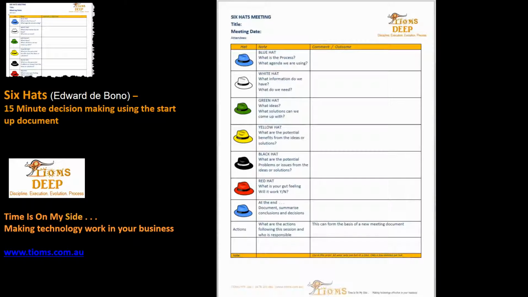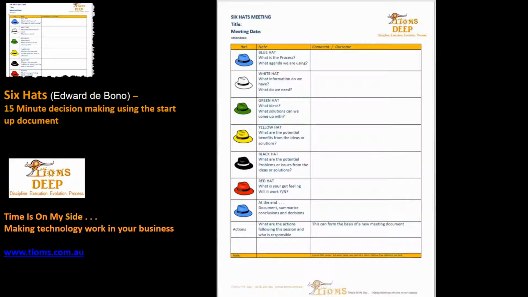So the blue hat just is like a control. It talks about the process and the agenda and what you're actually there for at that day. The white hat identifies the information that you have and potentially would also identify information that you don't have and you should really collect and possibly have this meeting again.